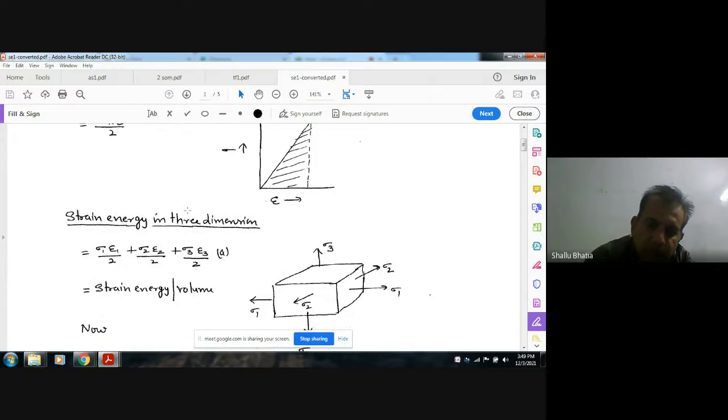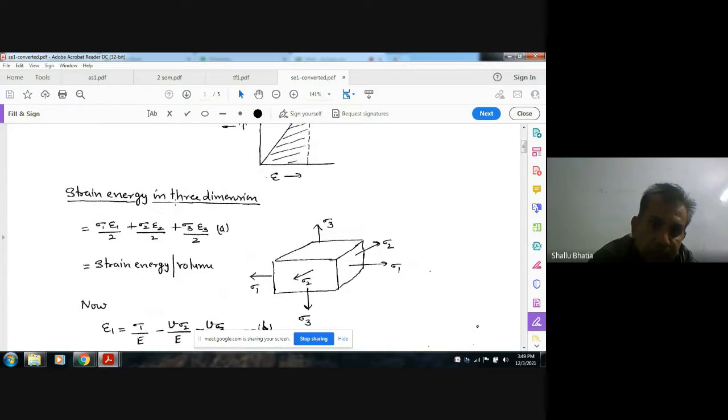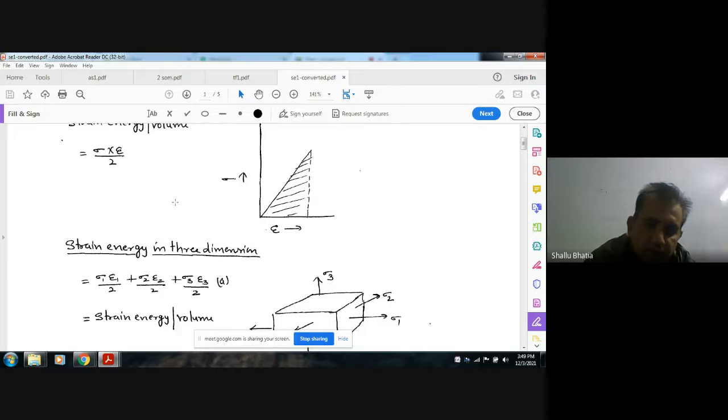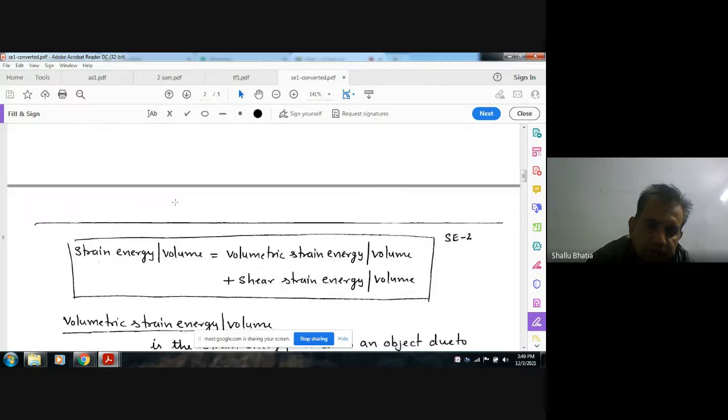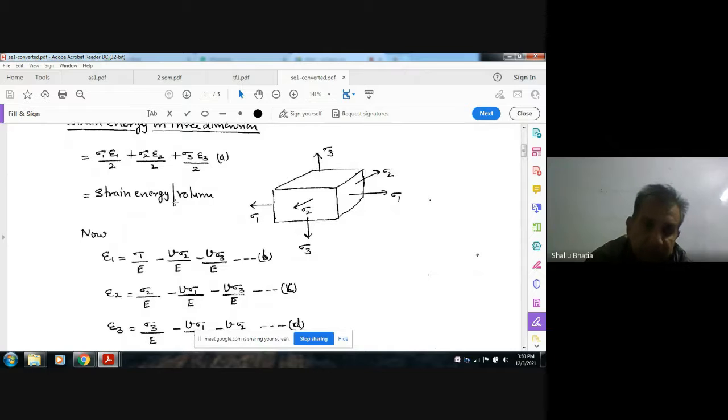Now when the block is subjected to three different stresses, sigma 1, sigma 2, sigma 3, all principal stresses, the strain energy is given by the same formula by summing the strain energy in all the directions: sigma 1 epsilon 1 by 2, plus sigma 2 epsilon 2 by 2 in the second direction, and sigma 3 epsilon 3 by 2 in the third direction. So this is the strain energy per unit volume in three dimensions.